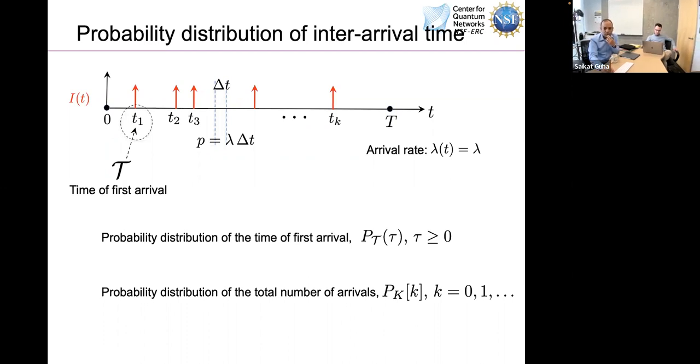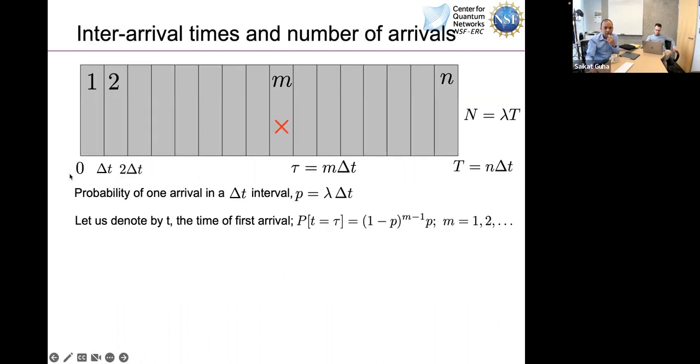So the way I'm going to approach this problem is we'll take this time interval from 0 to capital T, and I'm going to chop it up into tiny segments, delta T long. And this red cross denotes my first arrival. So no arrival happened in this bin, that bin, this bin, and so on. The first arrival happened in this time bin M. I'm going to associate this time bin index M with a time tau. So, for example, time bin 1 is this time delta T, time bin 2 is time 2 delta T, time bin M is time tau, which is M delta T, and time bin N is the last time bin, associated with capital T, the end of time over which I'm observing the process.